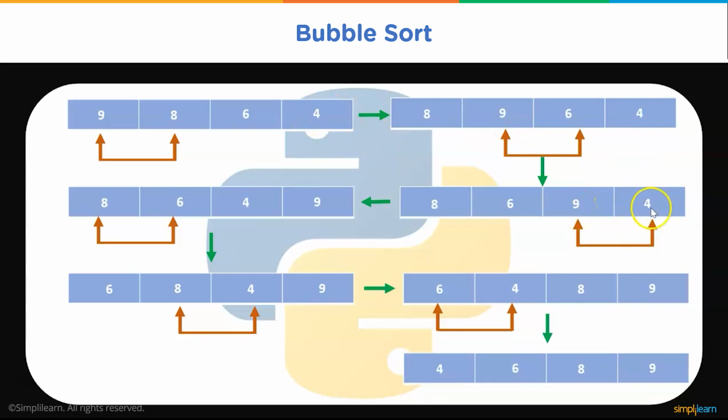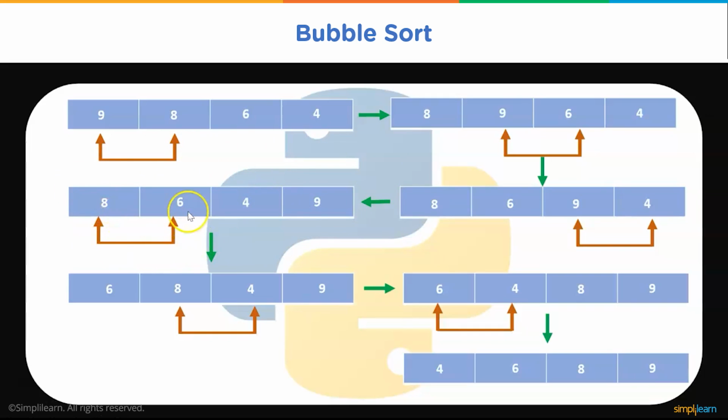So till this point, what has happened is 9 has been compared with each of its adjacent elements, and in this iteration 9 is now at its correct place, its last place. Now we don't need to go to this position again, we will only go till the second last position. So now we will start from the beginning.